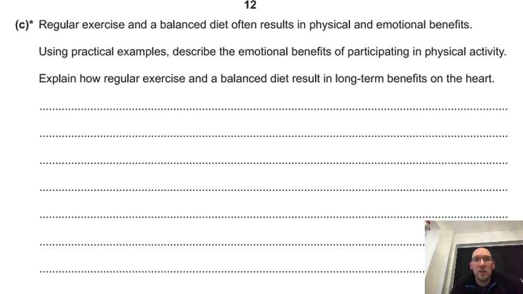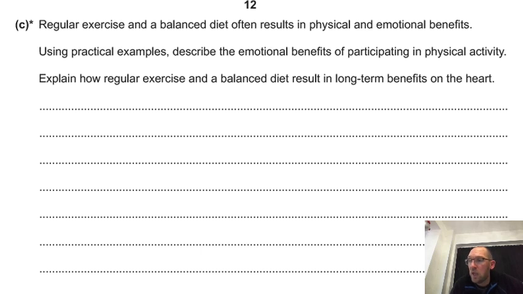Regular exercise and a balanced diet often results in physical and emotional benefits. Using practical examples, describe the emotional benefits of participating in physical activity. Explain how regular exercise and a balanced diet results in long-term benefits on the heart. So this question includes 2 AO1 assessment objectives, 2 AO2 assessment objectives, and 2 AO3 assessment objectives.